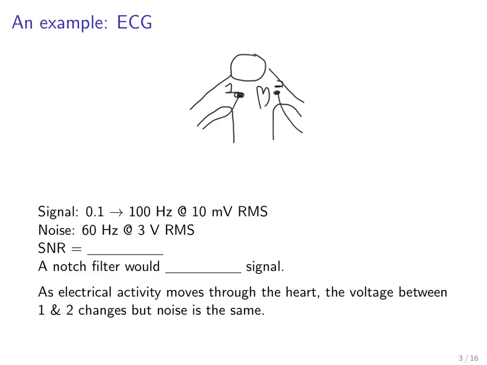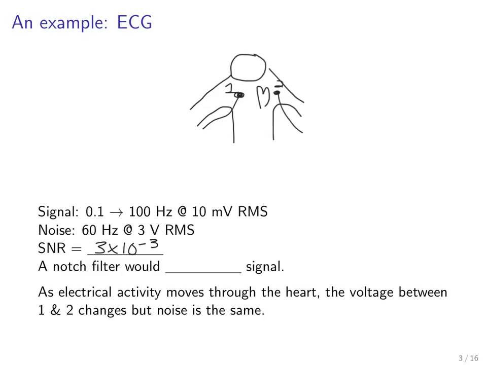Let's say that the signal that we're trying to measure, the heartbeat or the ECG trace, lives between 0.1 hertz, a tenth of a hertz, up to about 100 hertz, and has an RMS amplitude of about 10 millivolts. On the other hand, let's say that the noise is mostly 60 hertz noise, which is realistic. It has a much, much larger 3 volt RMS amplitude. So the SNR here is really, really terrible. It's only 3 times 10 to the minus third. Clearly not a workable SNR.